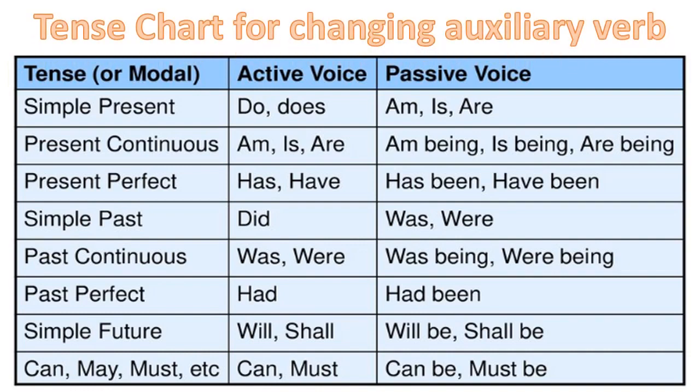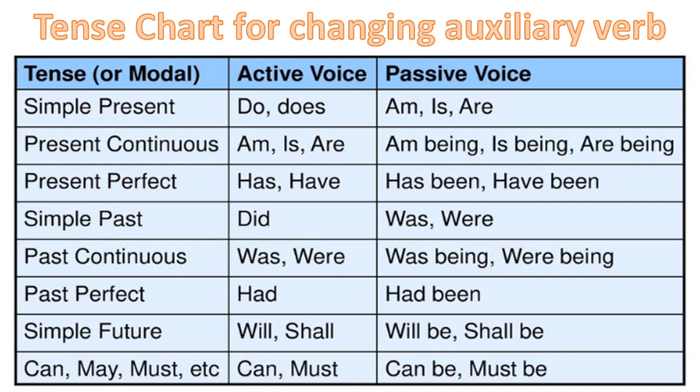Tense chart for changing auxiliary verb. Do or does, that is in simple present tense, is changed into is, am, are. In present continuous tense, when we use is, am, are plus ing form of the verb, that is changed into am being, is being, are being. In present perfect tense, has, have will be changed into has been, have been. Simple past tense, whether it is did or second form of the verb, that will be changed into was or were. It means we'll use be form of the verb in all these tenses.